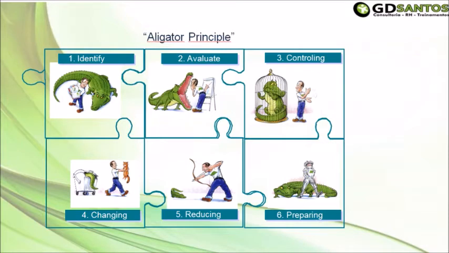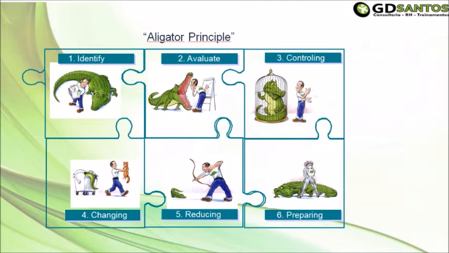The alligator in those pictures is the danger. It is a representation of the danger. As a first step, we shall identify the danger. The second step is to evaluate. Then I control the danger situation. The step number 4 is to change this danger for a lesser one.